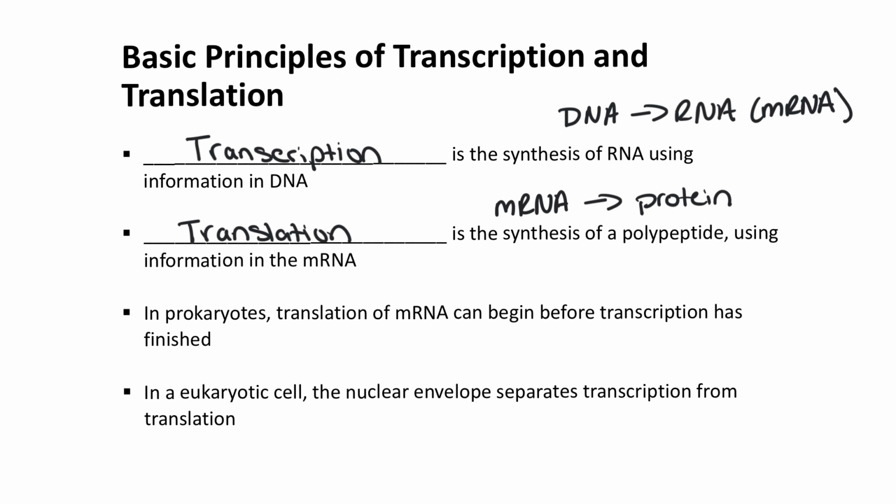However, in a eukaryotic cell, because there is a nucleus with a nuclear envelope, this separates the processes of transcription and translation. So transcription is going to happen in the nucleus, and translation happens in the cytoplasm where the ribosomes are in order to be able to make protein. Since they happen in two different places in the eukaryotic cell, they cannot occur at the same time.